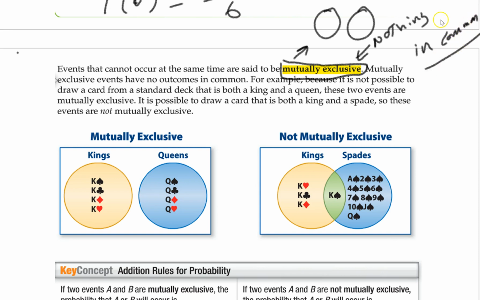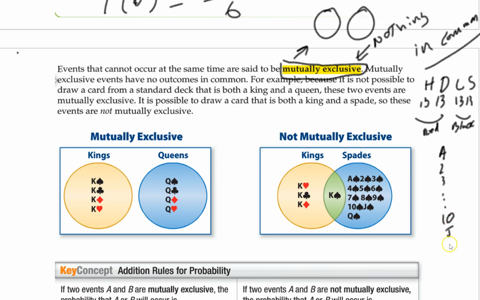So the best way to think about this is cards. Now, if you don't know cards, there's hearts, which have 13 cards. There's diamonds, which are 13 cards. These are red, by the way. There's clovers and spades, which are also 13 cards each. These are black. Cards go from ace, 2, 3, all the way to 10. Then we have a jack, a queen, and a king.